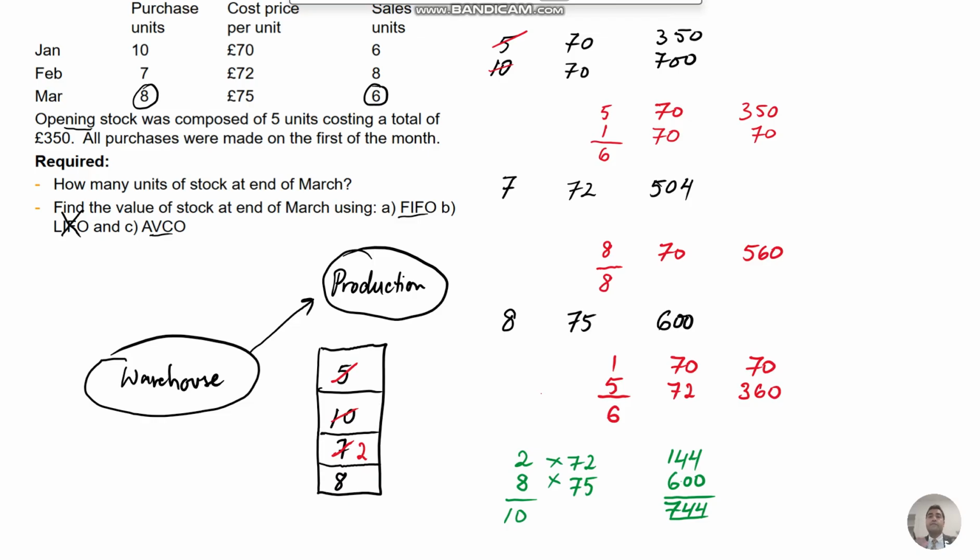So the total value of the closing stock is 744. We are not going to mix them because we are using the FIFO method, and this closing stock will be the opening stock for the month of April. So in the month of April, we will have 2 units at the price of 72 and 8 units at the price of 75. And when we will issue, we will again follow the FIFO method.